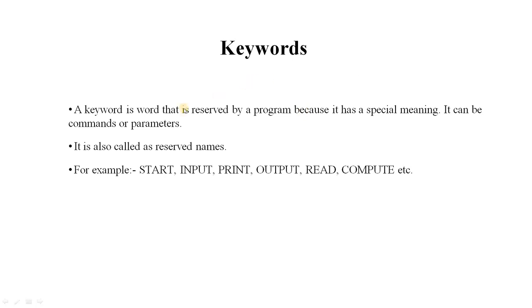Next, we have keywords. A keyword is a word that is reserved by a program because it has a special meaning. It can be commands or parameters. It is also called reserved names. For example, we use start, input, print, output, read, compute, etc.